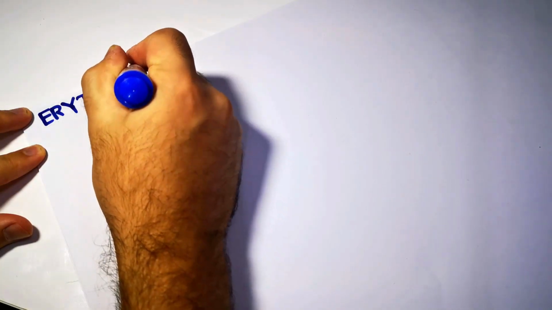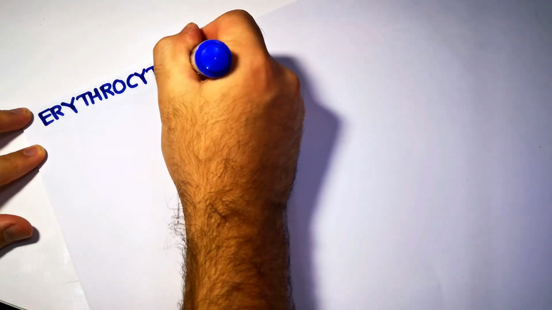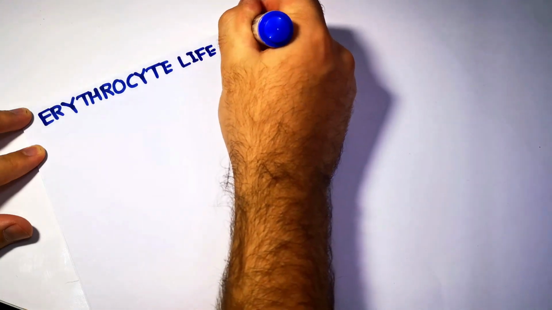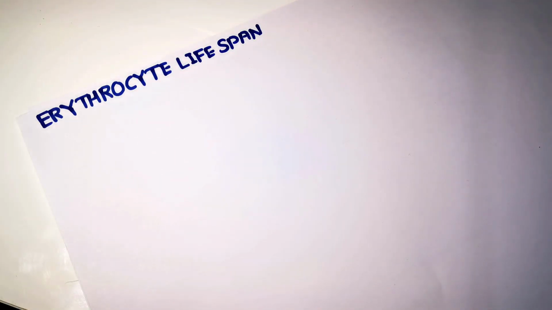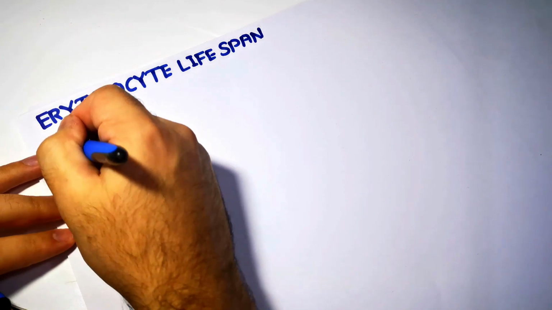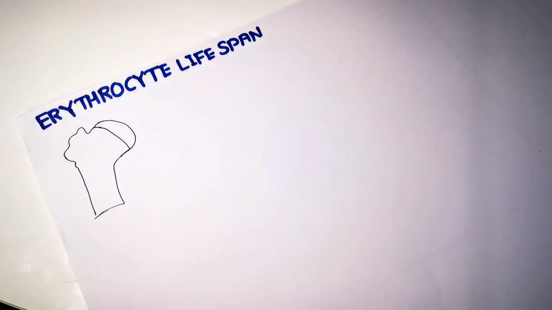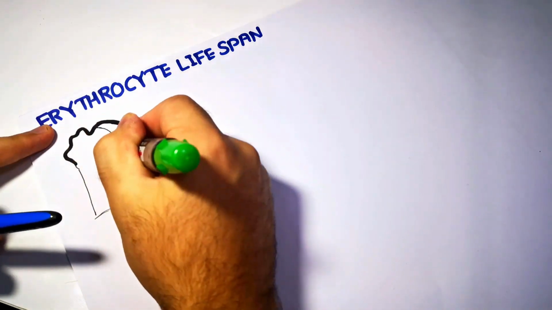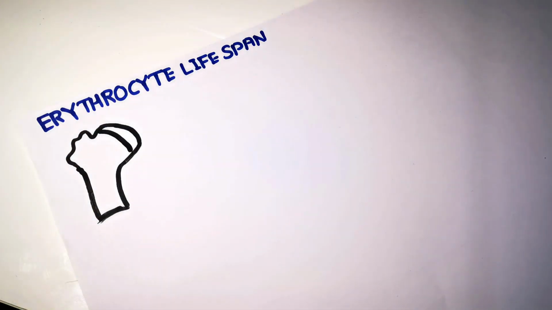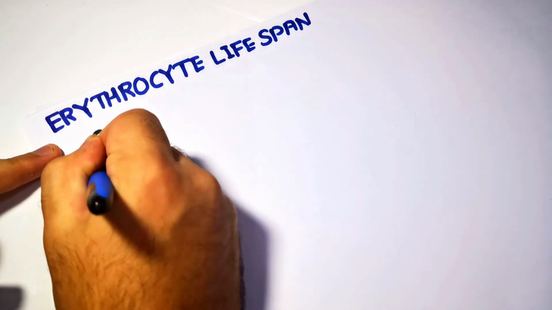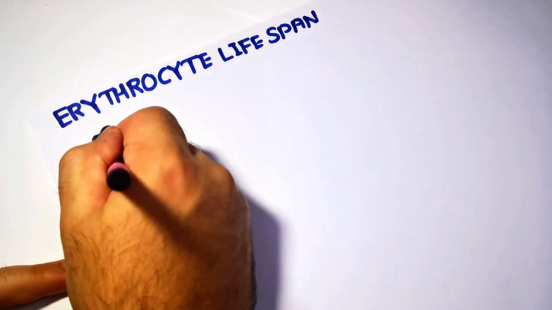Hello everyone. In this video we will talk about the erythrocyte lifespan. You know that in the previous video we discussed the process of erythropoiesis. This is the red bone marrow, in which the red blood cells are formed. Red blood cells are formed inside the red bone marrow by the process of erythropoiesis.